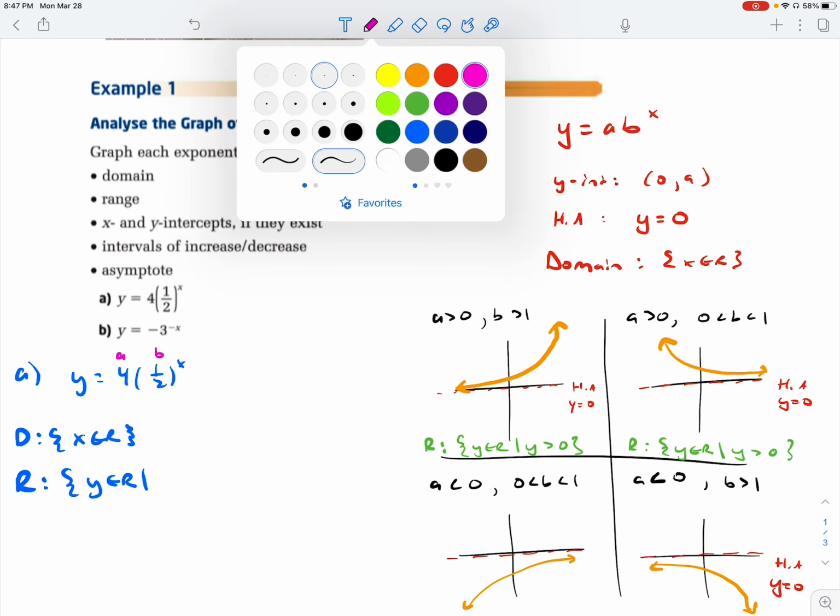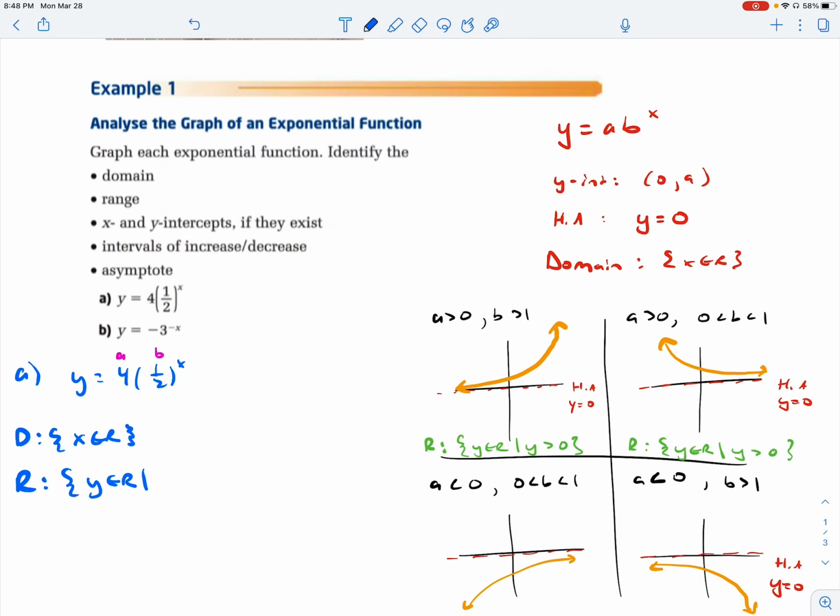So I'm just going to go ahead and write that in. We can say y greater than 0. I don't put the equal sign in here because remember it doesn't equal 0. Y does not equal 0. We have the horizontal asymptote there.